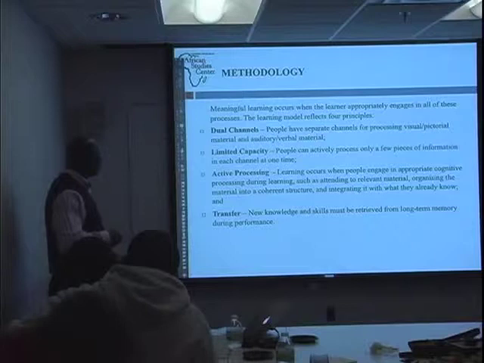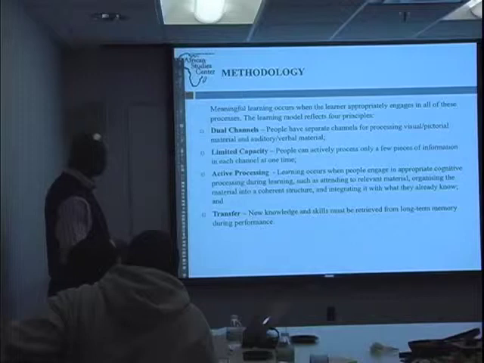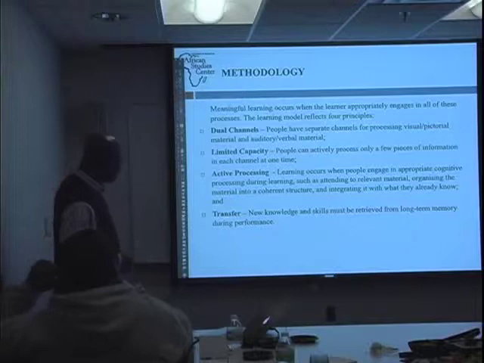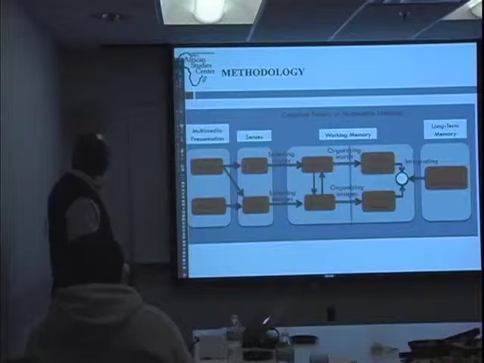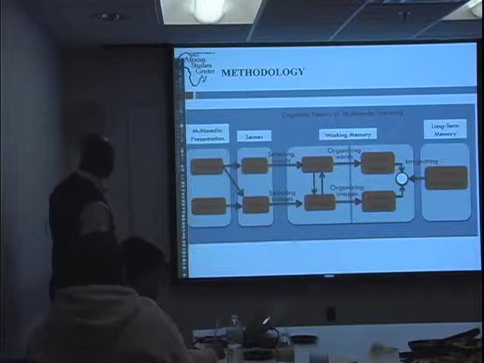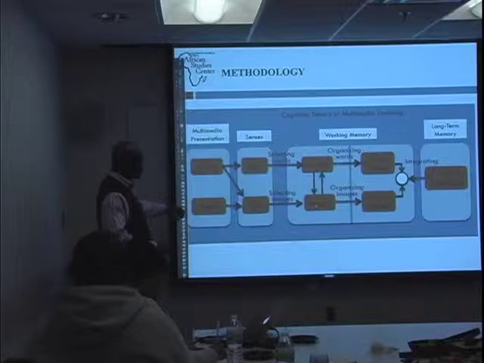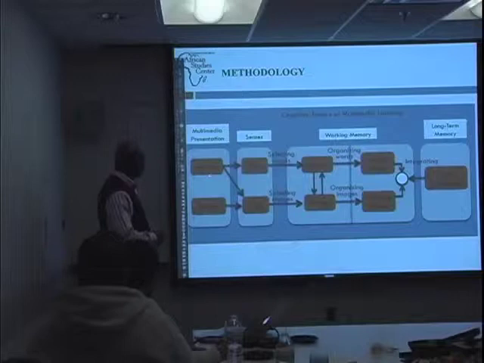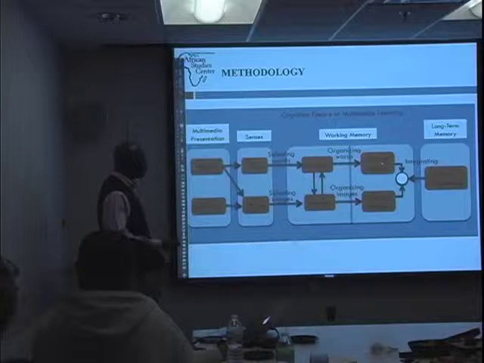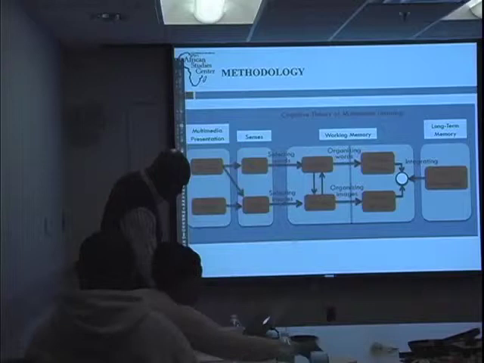The other point is active processing, where we understand that learning occurs when people engage in appropriate cognitive processing: selecting relevant materials, organizing the materials into a coherent structure, integrating what they already know, and then also the transfer of learned knowledge. So this is the diagram showing the cognitive theory of multimedia learning. You see how they are taken in by the senses, the way they are selected, and the images. There's also a correlation between sounds and images. The other way is words through the ears, picking up the verbal sounds. So these two are then integrated together with prior knowledge for knowledge acquisition or for communication to be properly done.